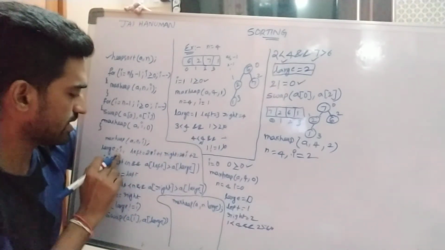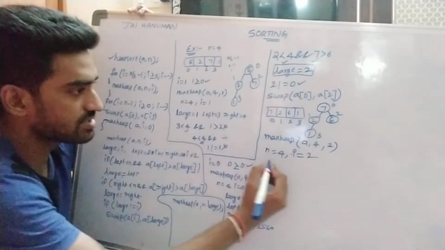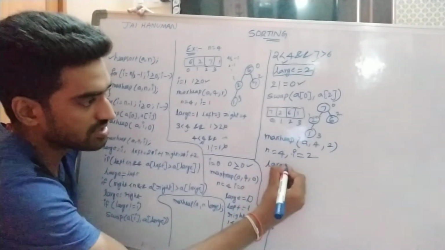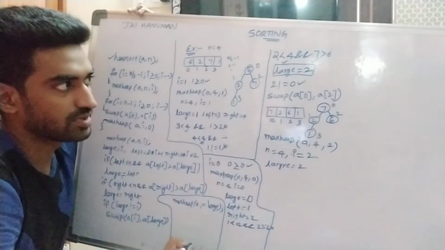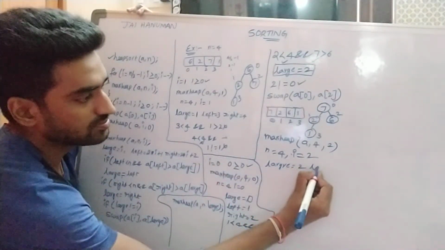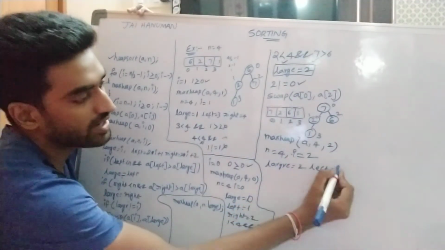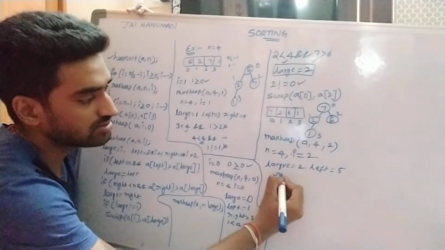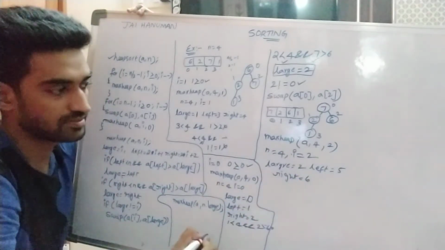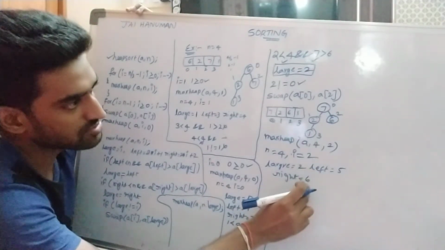After completion of this call, again we are checking this one: large is equal to I. Once this condition fails, only then we cannot call this function. So large is equal to I, 2. Left is equal to 2 into I plus 1, 2 into 2 plus 1, 5. Right is equal to 2 into 2 plus 2, 6. So here the left value is 5, the right value is 6.